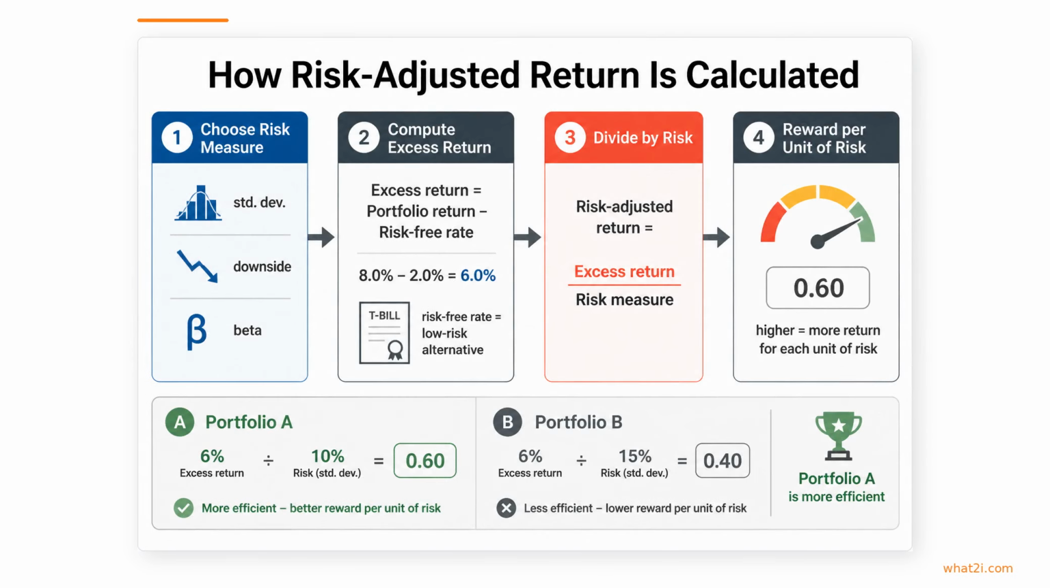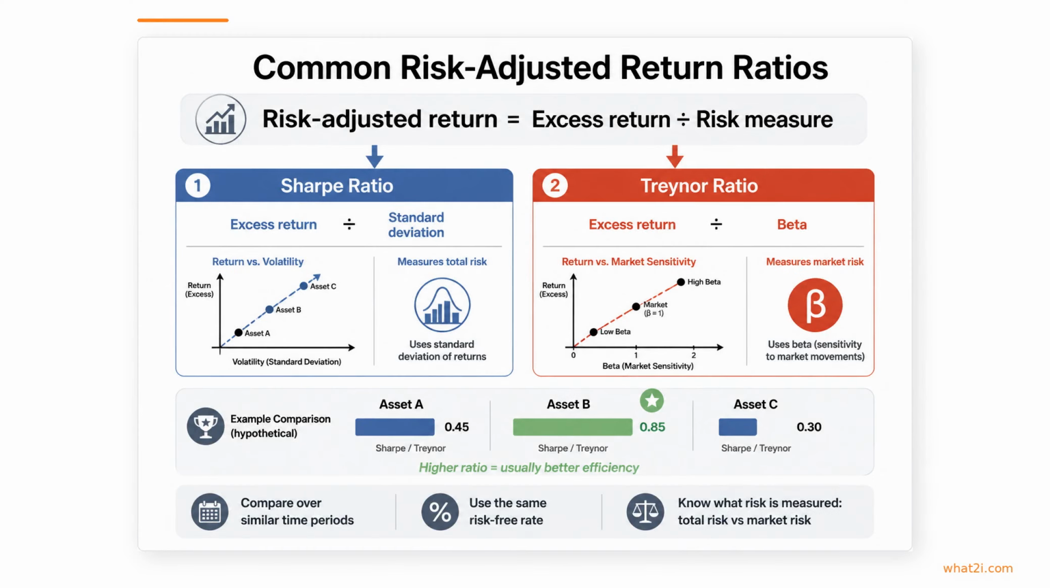The calculation is simpler than it may sound. First, choose the kind of risk you want to measure. Then calculate excess return by subtracting the risk-free rate from the portfolio's return. After that, divide that excess return by the risk measure to see how much reward the portfolio produced for each unit of risk. Many familiar ratios follow that same basic structure, but they plug in different definitions of risk.